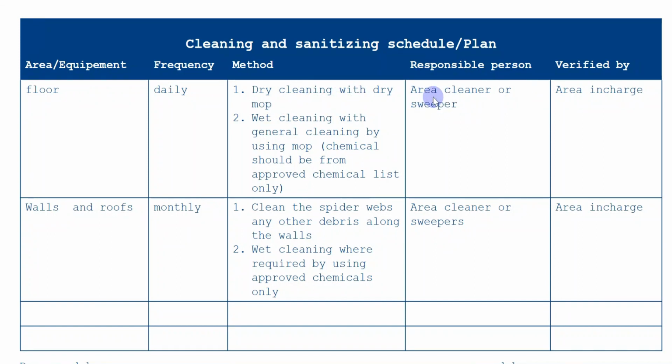Then mention who is going to perform that task, and he should be trained. And in the end, mention who is going to check it, which is mostly the area in charge, or sometimes it's also the QC person, the quality control person.